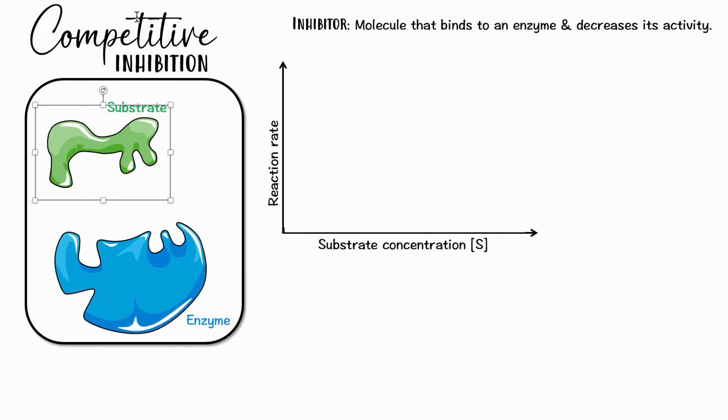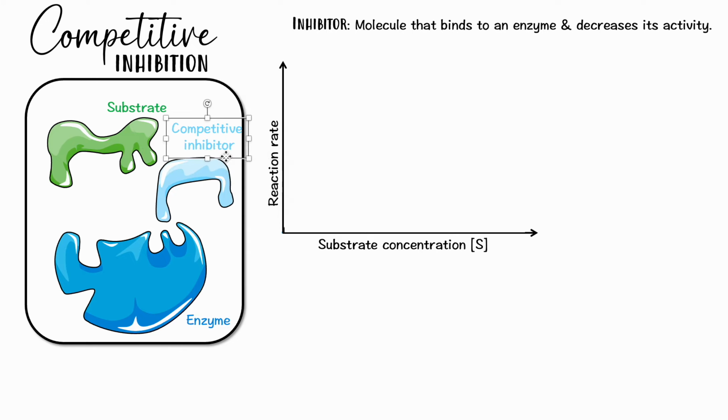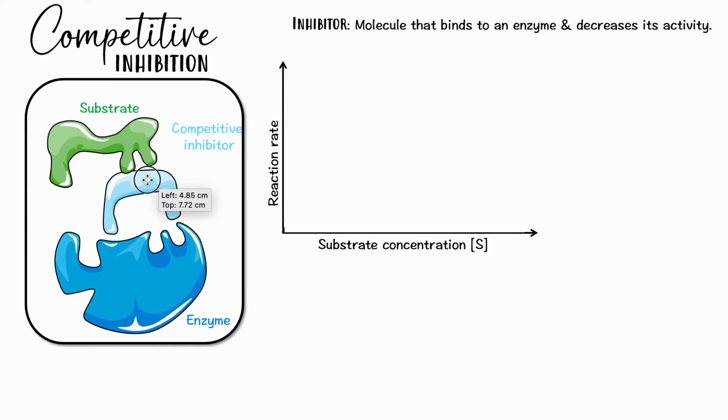Now, in competitive inhibition, there's going to be a specific kind of inhibitor that's going to competitively inhibit this enzyme. What on earth does that mean? Here's the inhibitor. Okay, we call this inhibitor a competitive inhibitor. Why? Because it's going to compete with the substrate for the active site. Remember, the substrate wants to bind to this active site. Now, this competitive inhibitor is going to be a pain. It's going to try and compete with that substrate for the active site. It's going to try and get there first.